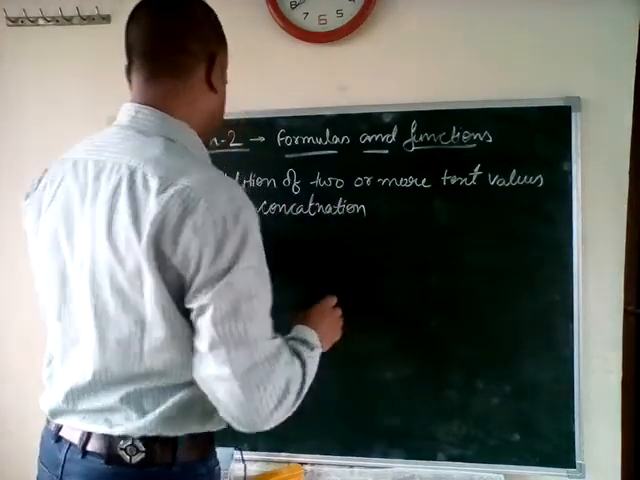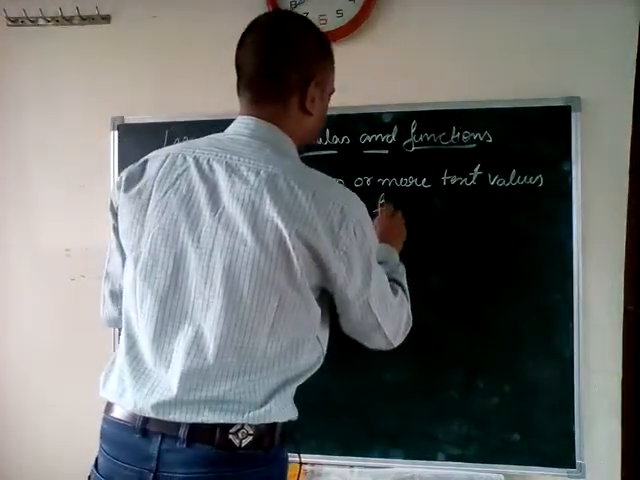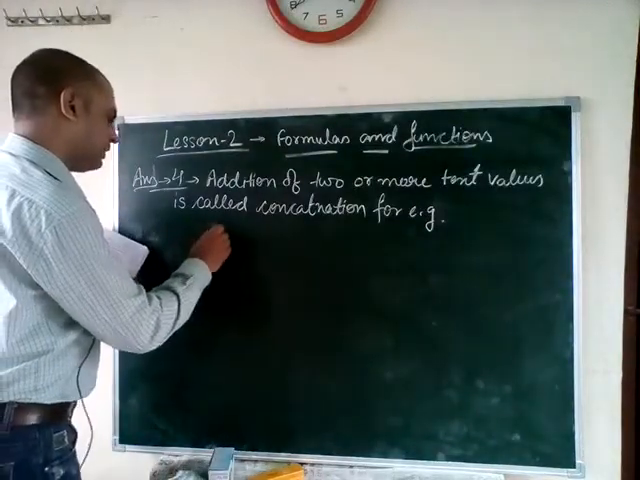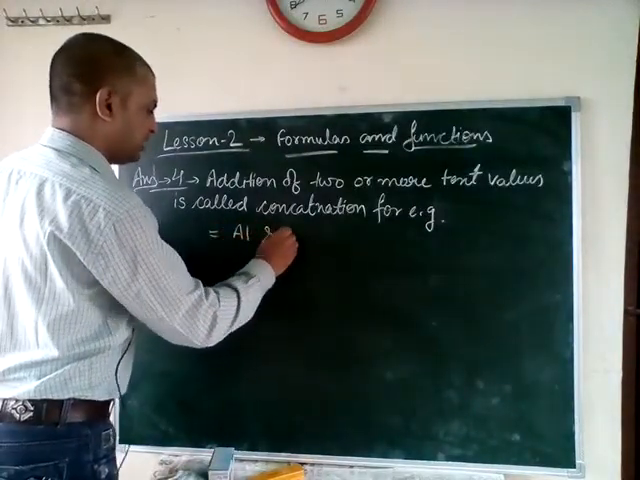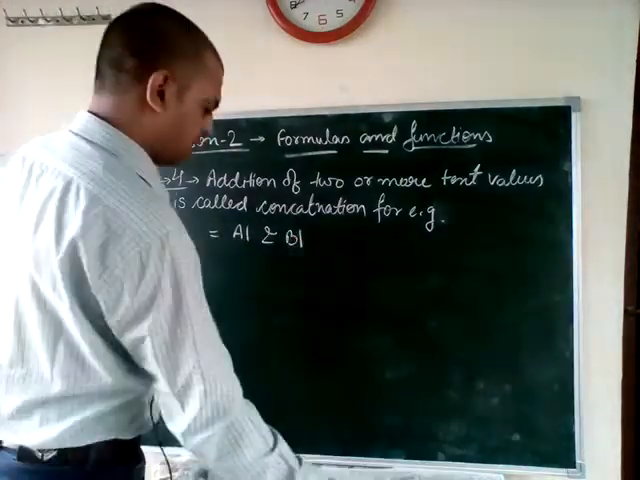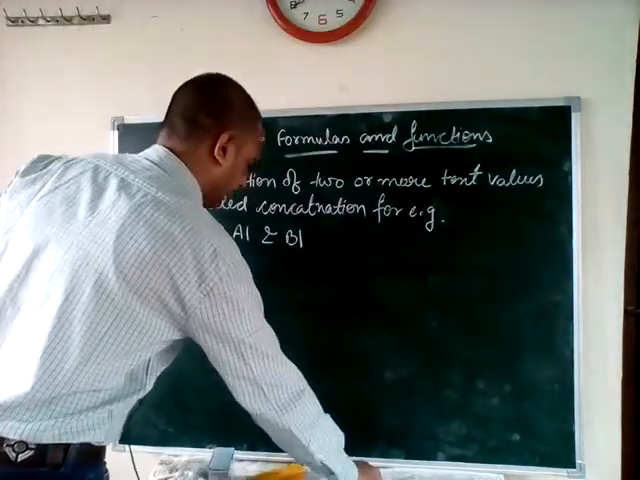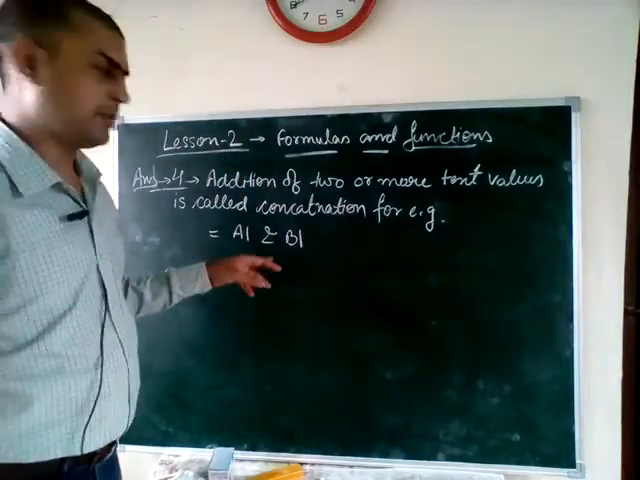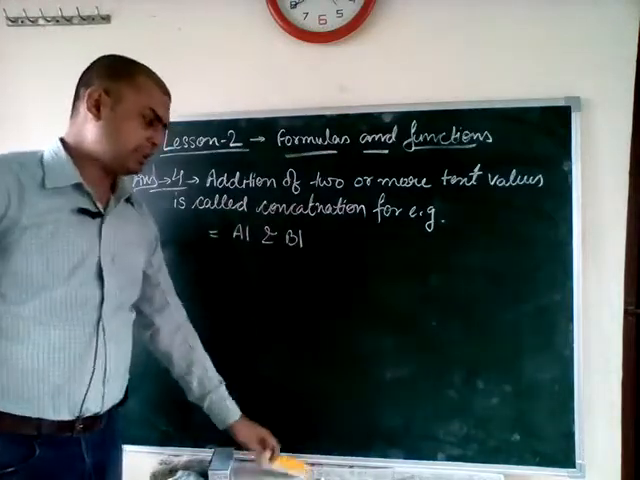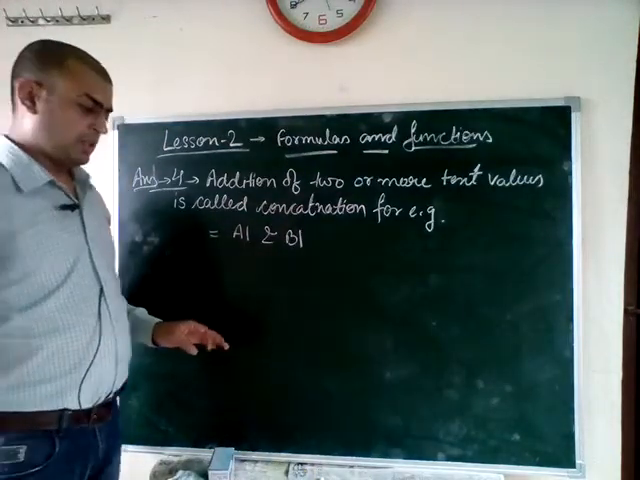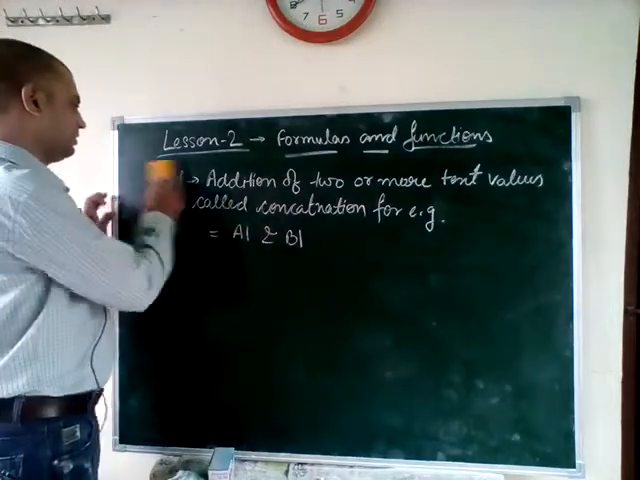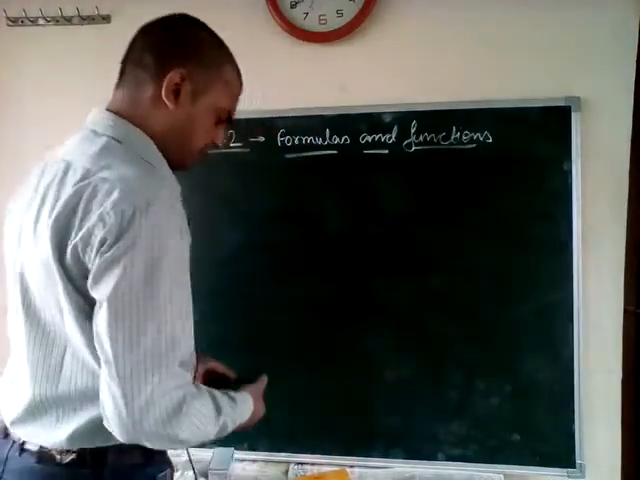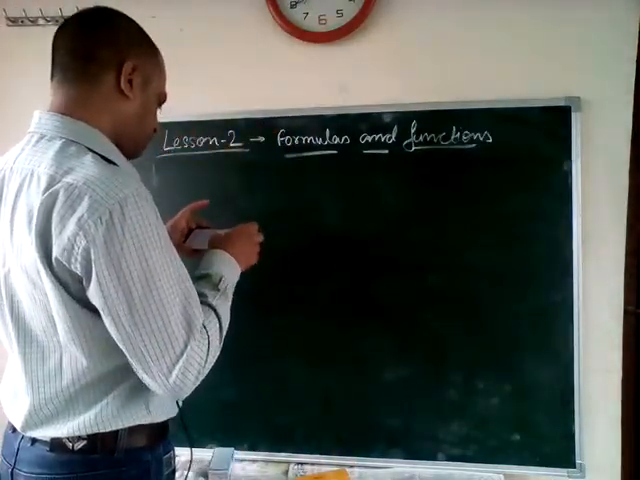Is called concatenation. For example, we are writing A1 and B1. So whatever the text you have written in A1, it will be combined with the B1 with the concatenation symbol, this AND symbol. So this is the answer of this question. Now question number 5.